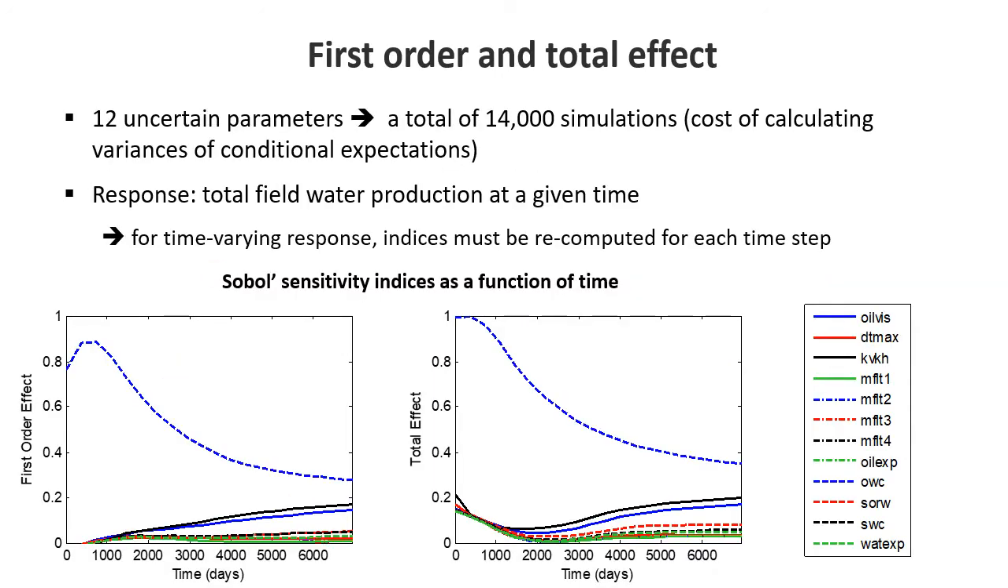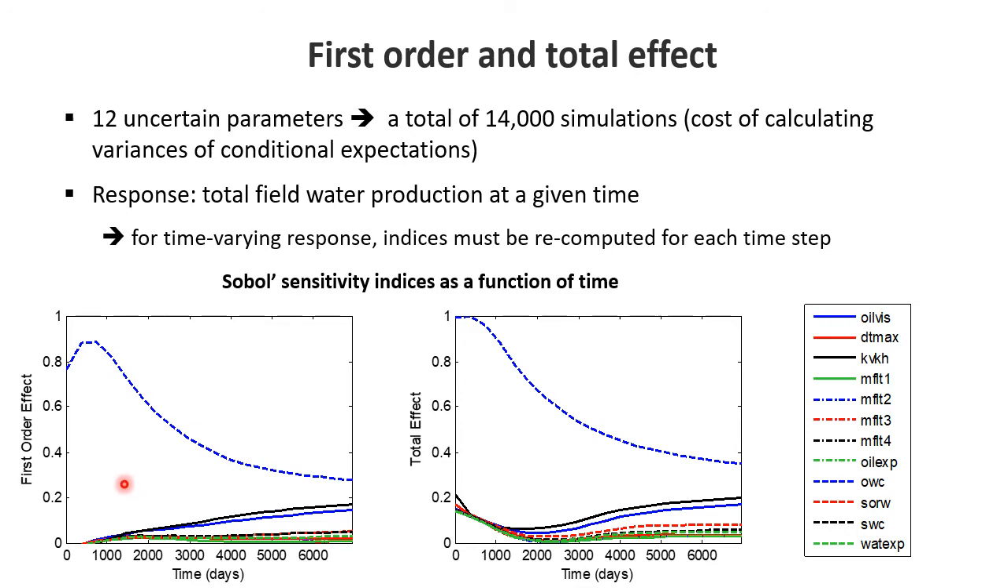So here we see the first order and total effect for the Sobol method. As I mentioned before, because we're calculating variances of conditional expectations, to calculate that variance with reasonable accuracy, we need a large number of flow simulations. Actually, you can calculate that amount. So for example, for 12 uncertain parameters, it will require 14,000 flow simulations. In addition here, of course, we have to do that for each time step. So what we notice, for example, is that because our responses vary over time, our sensitivities will vary over time. That means that parameters that are originally very important may after some time not be very important.